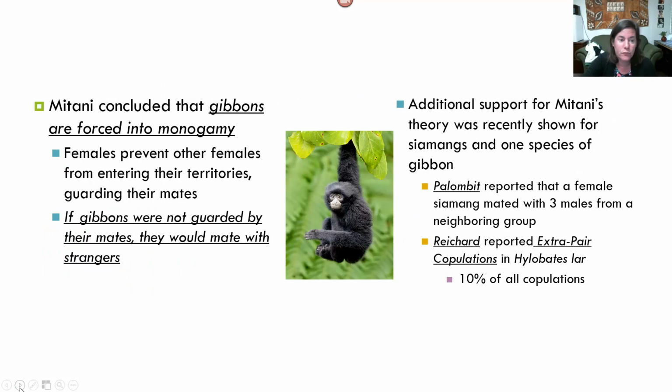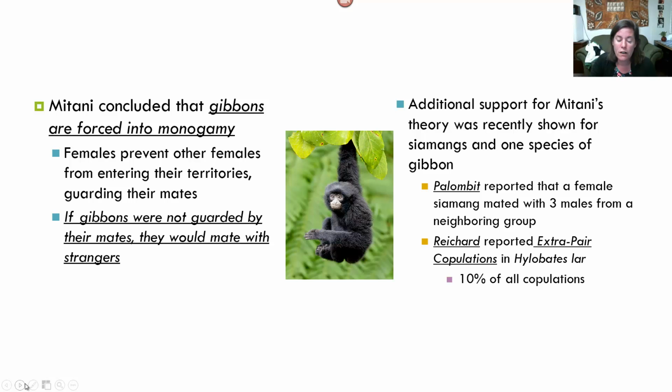Mittani concluded that gibbons are forced into accepting monogamy by the range defense of adult females, that females are preventing other females from entering their territories. They are guarding their mates. If the gibbons were not guarded by their mates, they would mate with strangers.